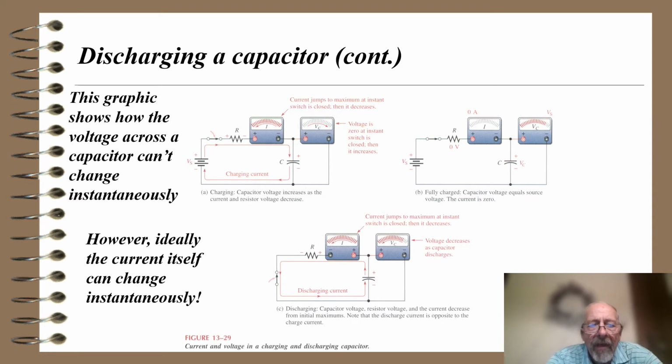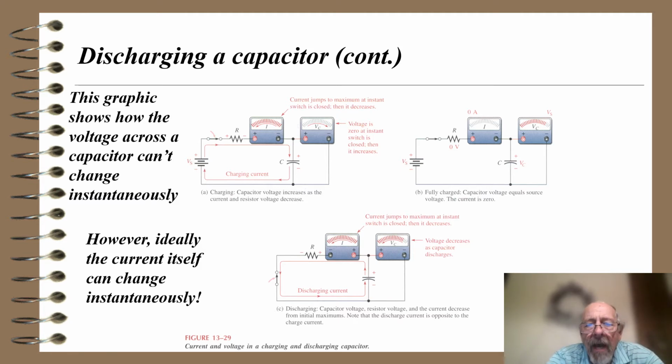Now, another graphic here shows how the voltage across the capacitor can't change instantaneously. So this is figure 1329, and the top one, A, charging: the switch closes, and the current jumps to a maximum at the instant the switch is closed, then it decreases. Voltage is 0 at the instant the switch is closed, then it increases. So the capacitor can instantaneously have a big jump in current flowing to it and away from it.